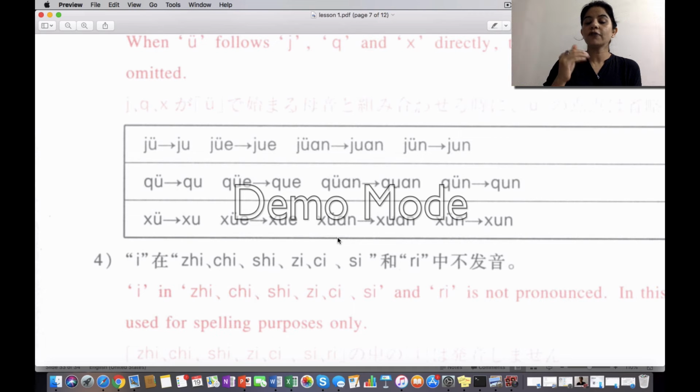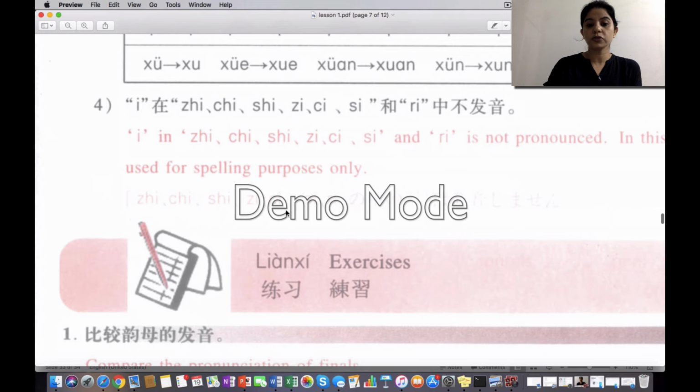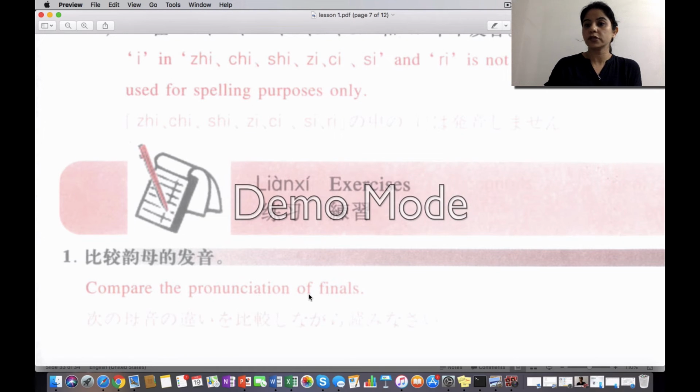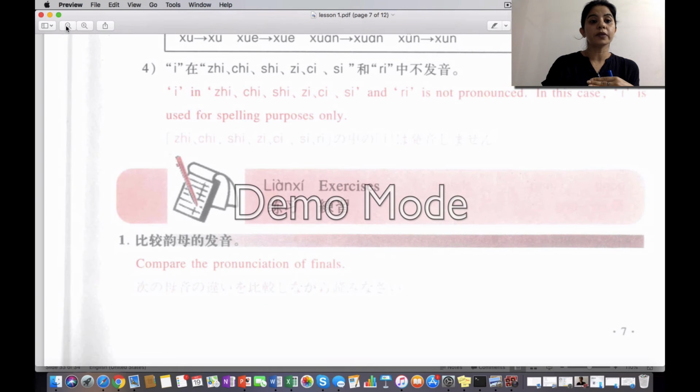Once we are familiar with these rules, and we'll become familiar once we start doing the exercises, the next exercise I'm going to show you is where we understand the pronunciation of finals. This is something which you need to do by yourself, so that you can understand how to pronounce and how to differentiate. I'll just show you some examples, and later on you can try to do it by yourself.